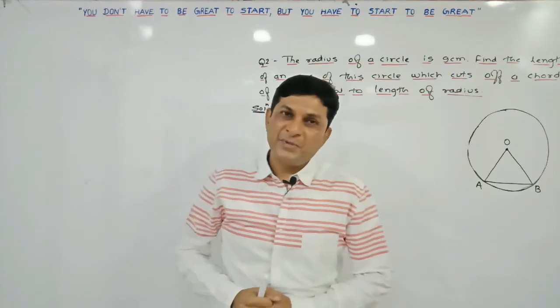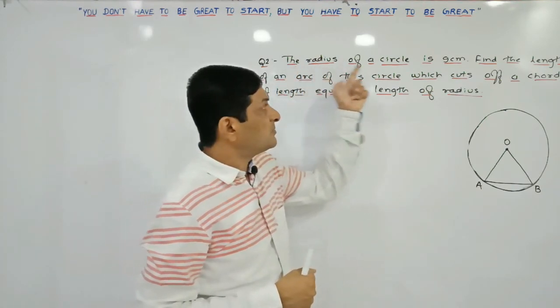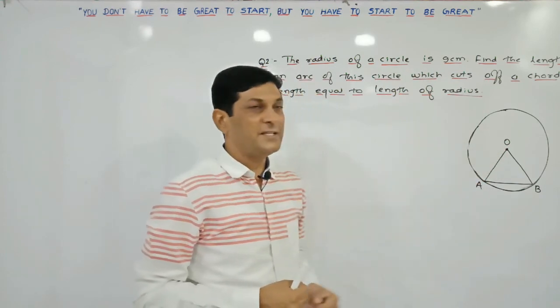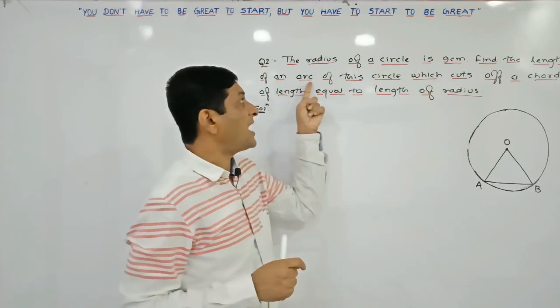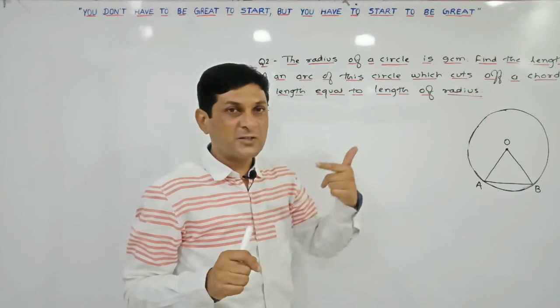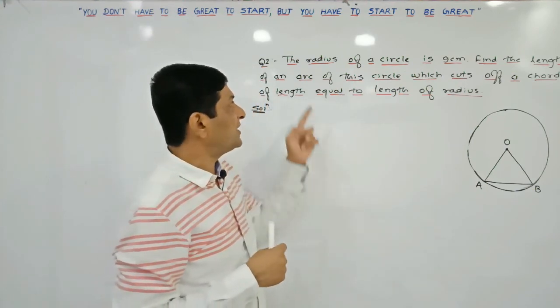Now see example number second. In this example, the given condition is that the radius of the circle is 9 centimeter. It is given to us that this radius is equal to 9 centimeter. And the question is to find out the length of the arc of a circle. And what is the formula to find out length of arc? S is equal to r theta. R is given to us. And let us see what is the value of theta here.